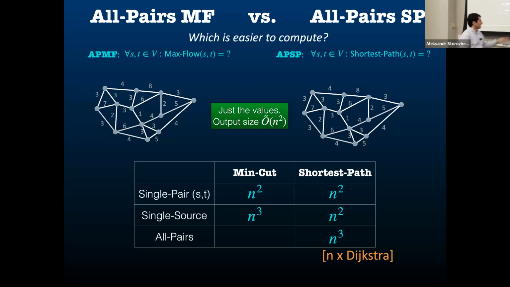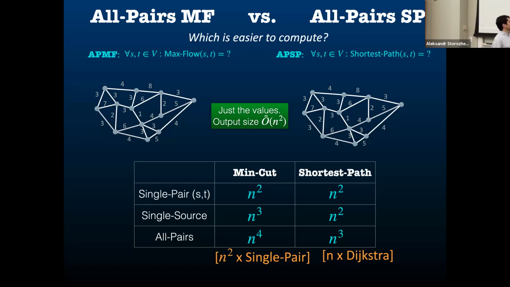What is the complexity? Here, of course, we can just run the single source algorithm from every source. So running Dijkstra n times, from every source, gives us n cubed. Of course, there are these other algorithms, Floyd-Warshall and others. We're ignoring log factors, it doesn't matter. So for us, it's n cubed, and this was known since Dijkstra's algorithm, essentially. So it's super simple, a long time ago.